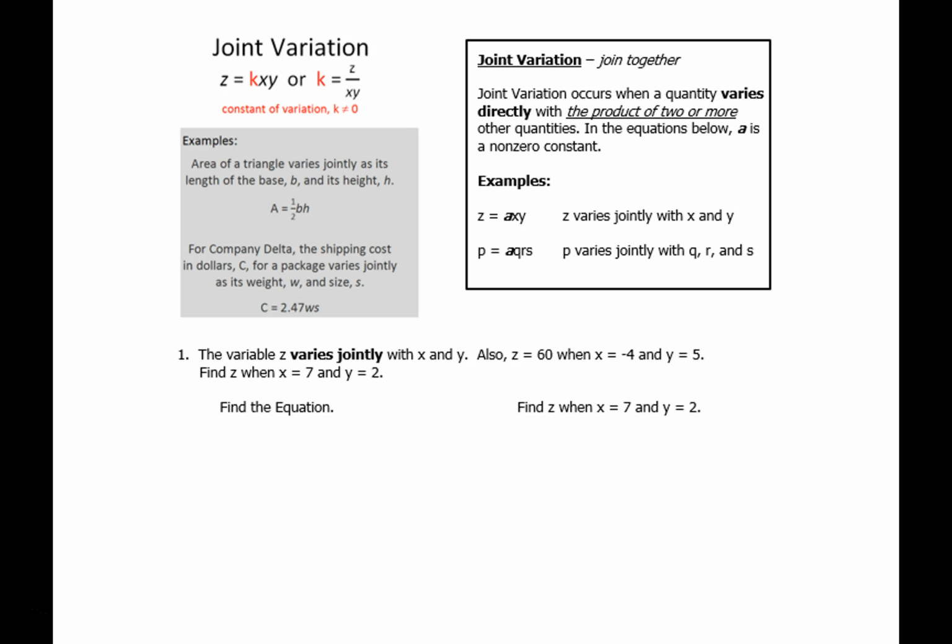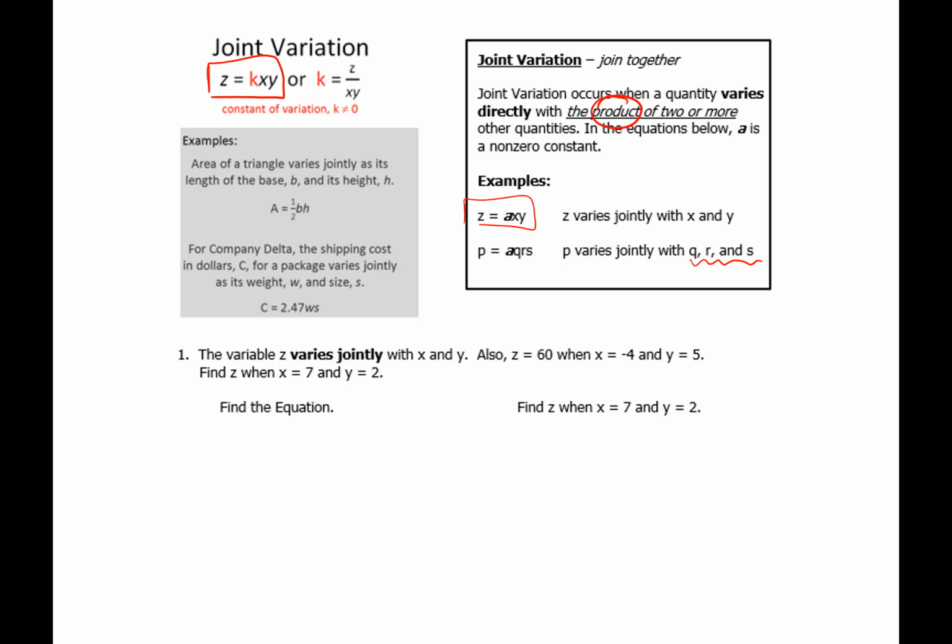I misspoke a moment ago. It doesn't have inverse within it. It just has multiple variables that are varying jointly. So the equation, as you can see up here, is going to have some variable z equal to the constant of variation times multiple variables that are varying directly. So you could say, for example, z varies jointly with x and y in this first piece. You could say in the second one, p varies jointly with q, r, and s. So notice here you can have more than just two variables with a joint variation. They're all being multiplied together because we're looking at a product here.